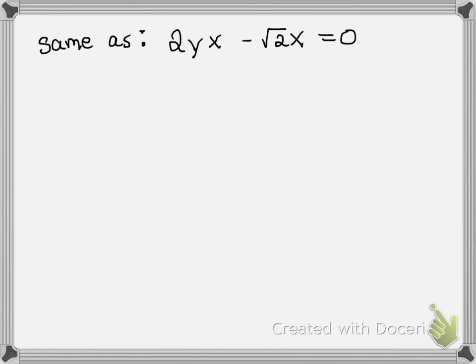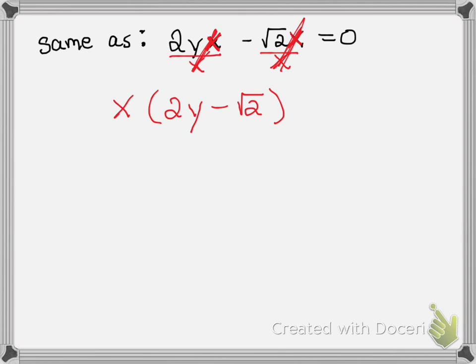So now I'm going to ask myself, what do both of them have in common? Yep, they both have an x in common that's multiplied to them. So I can use the GCF factoring method. I can take out that common factor of x and write what I have left over. Now, to figure out what I'm going to have left over, I'm simply dividing each one of these by x, which is the GCF. When I do that, over here, I'm left with 2y. And then over here, I'm just left with negative square root of 2.